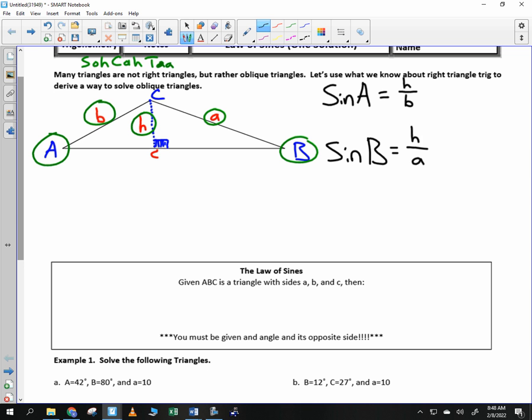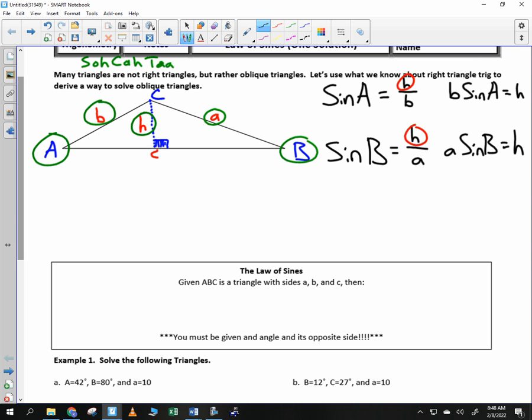And it gets pretty simple after that. We're going to come up with a formula that's really nice to use. Notice what these both have. They both have an H. And I could solve for H by simply multiplying both sides by B. And if I do that, I get B times the sine of A is equal to H. What would I do to solve for H in this bottom one? Multiply both sides by A. And I get A sine of B is equal to H.